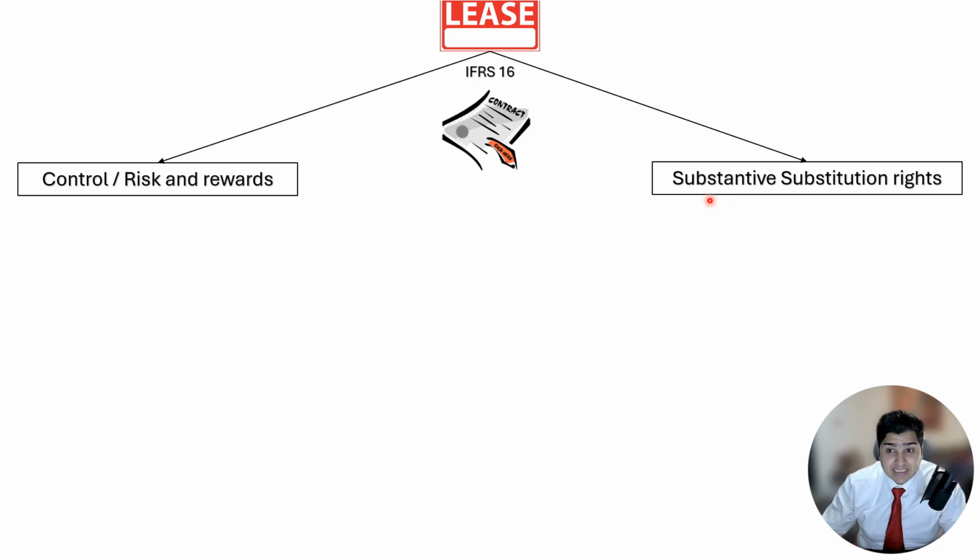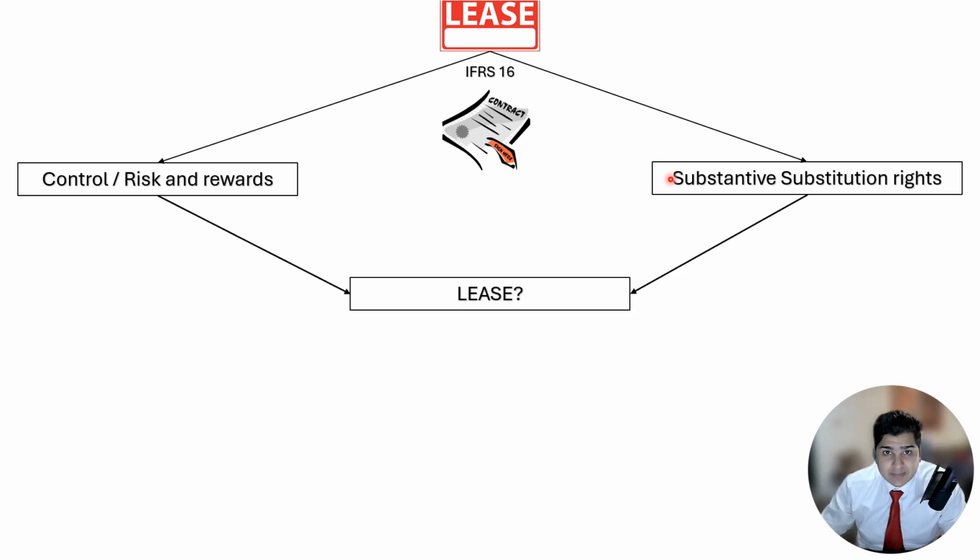An example is sometimes lessor can have substantive substitution rights. This means they can change the asset given to you at any point of time. If this is the case, then this is not going to be a lease contract as the lessee does not have control. So the key word here is control. In a lease contract, lessee has to have control on the asset.